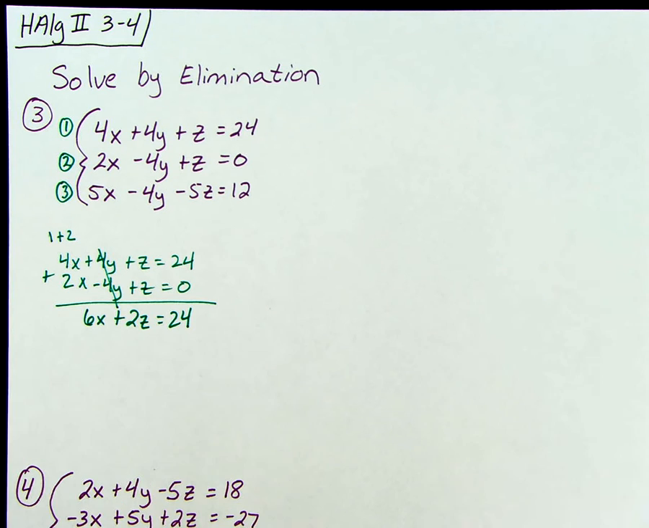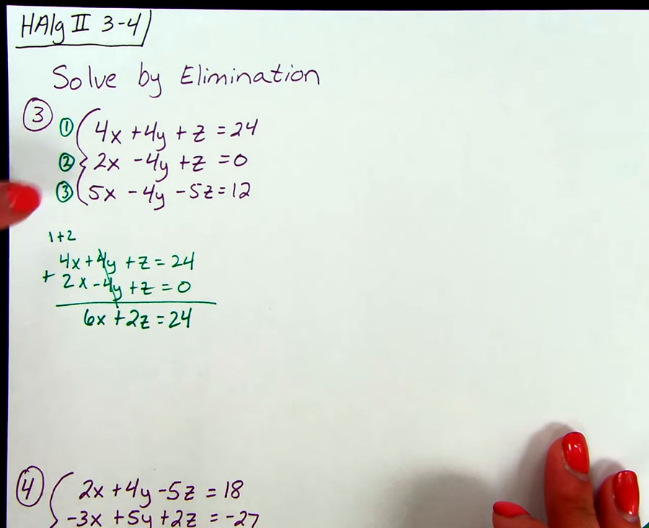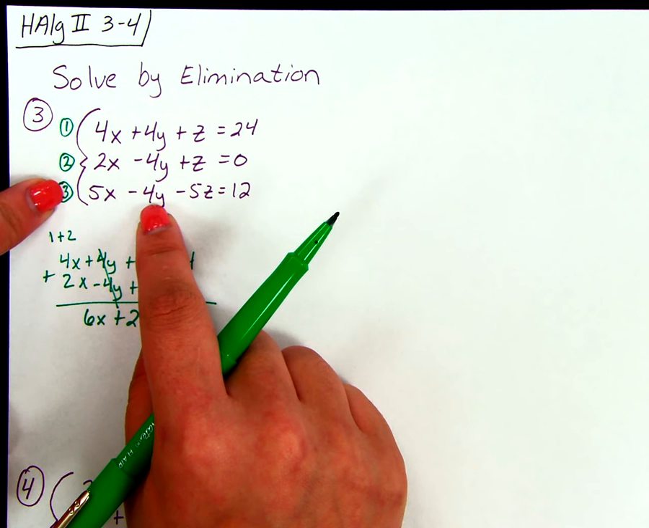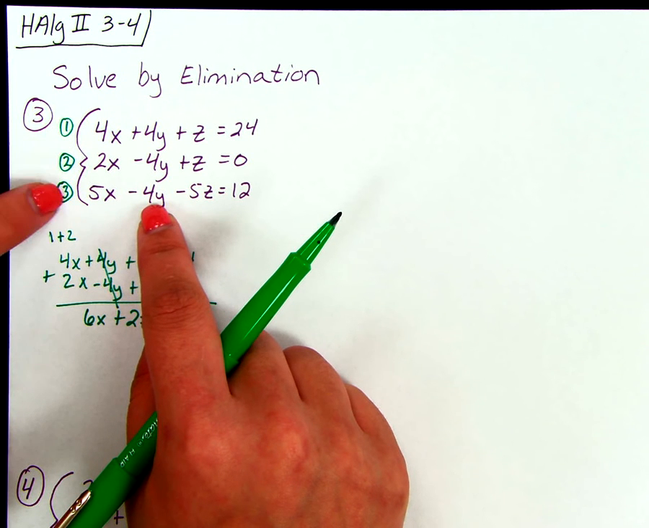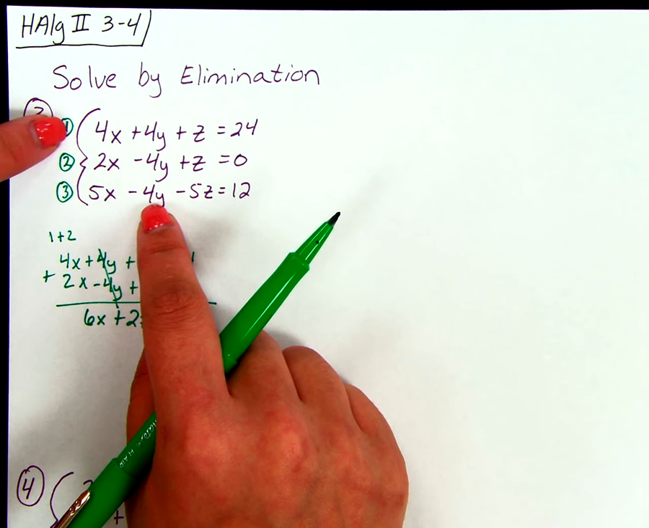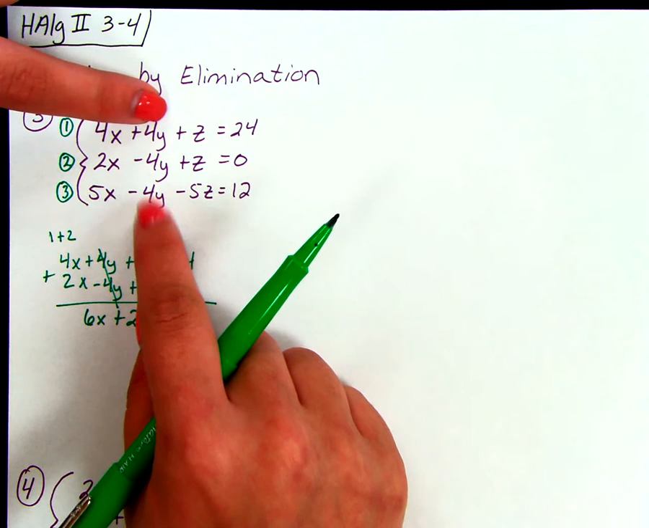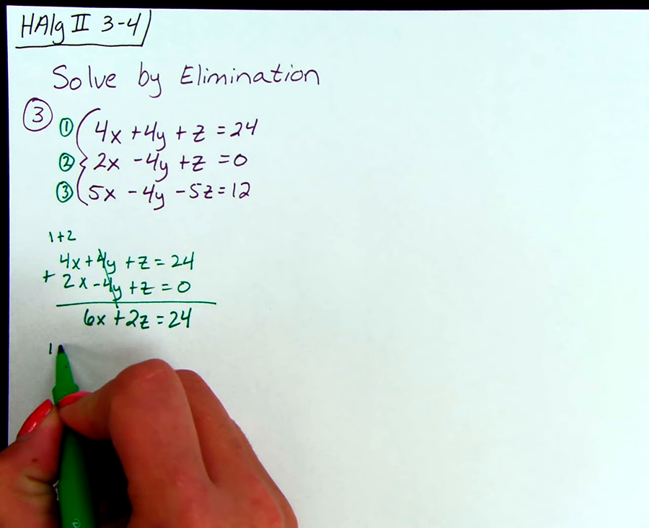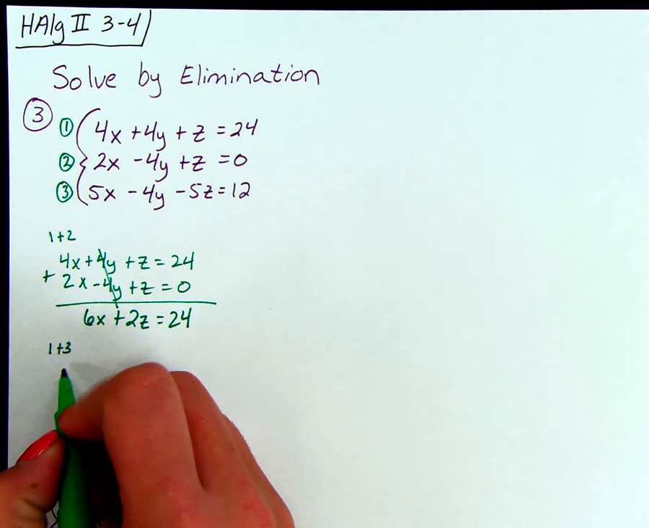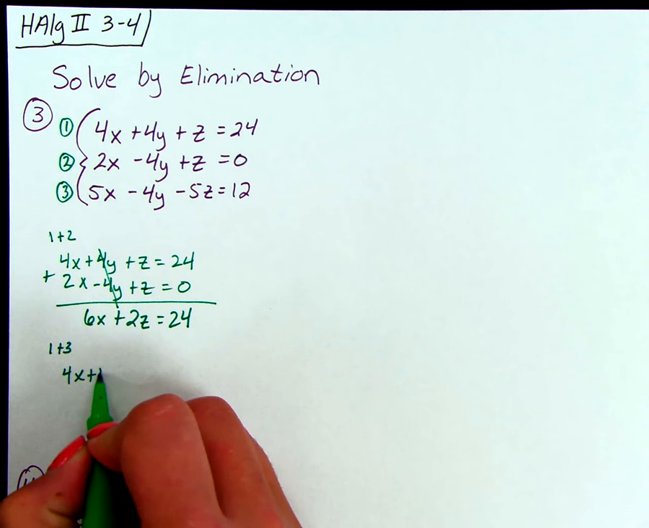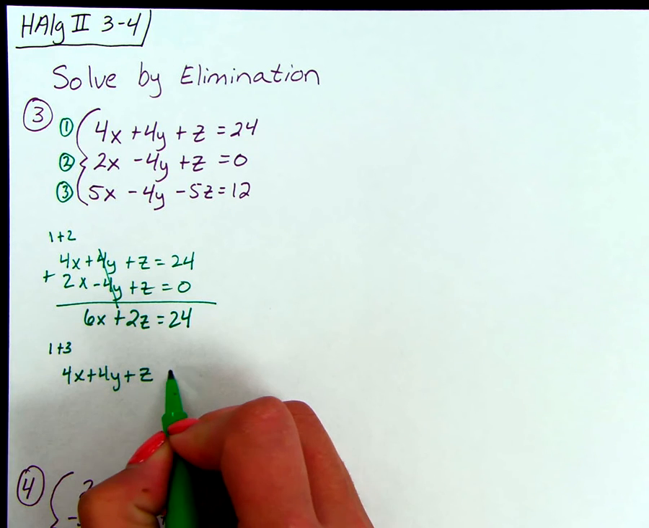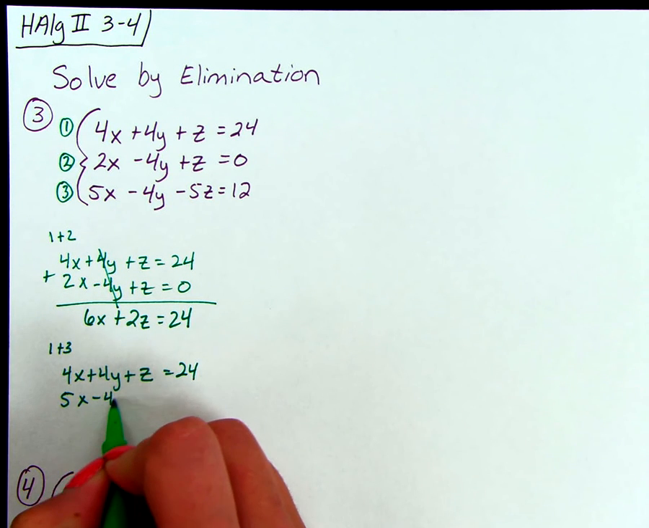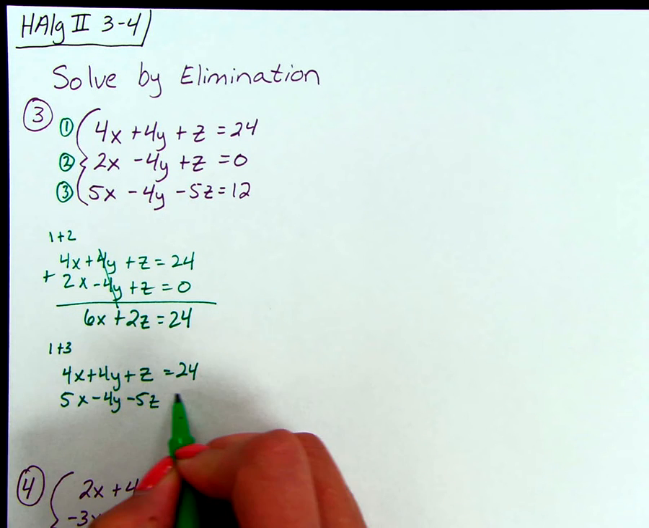So now we have to do a second addition one. We have to use the third equation. We have to eliminate the y. So that means that I'm going to want to take my third equation and add it to my first equation, because when I add those together, positive and -4 cancel each other out. So now we're going to take equation 1 plus equation 3. So 4x plus 4y plus z equals 24. And then 5x minus 4y minus 5z equals 12.